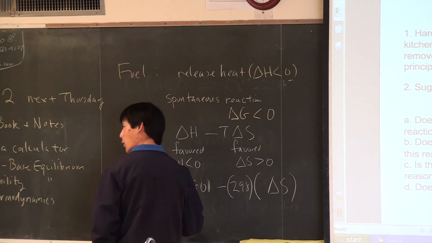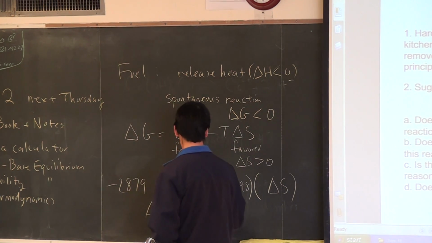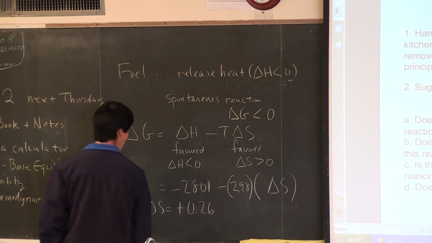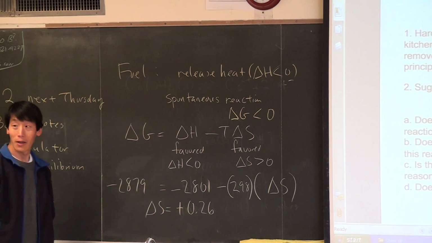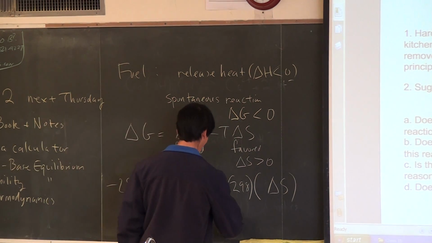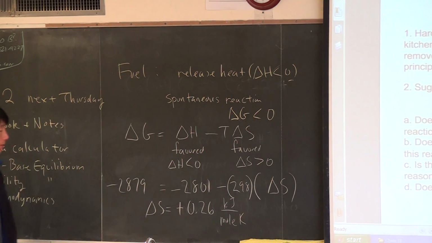the delta S is equal to minus, plus 0.26, okay? And the units for delta S are going to be kilojoules per mole per degree Kelvin. So is this reaction favored by entropy? Yeah, so this reaction is favored by both enthalpy and entropy.